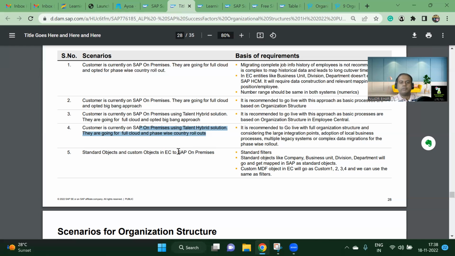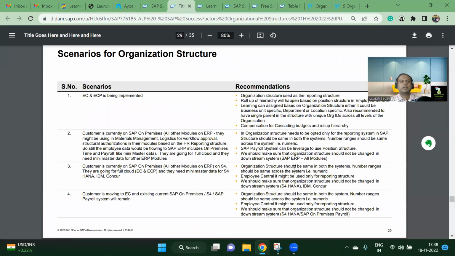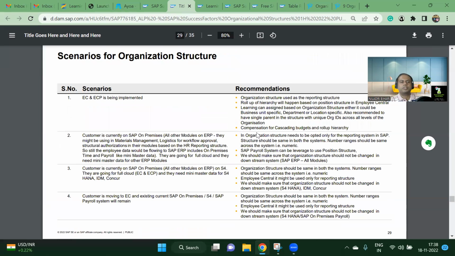Custom MDF objects in EC will go as custom 1, 2, 3, and we can utilize the same as a filter. Okay, that's a valid point. So this can also be a requirement, right? That's possible. Then this is something we talked about, scenarios for org structure.